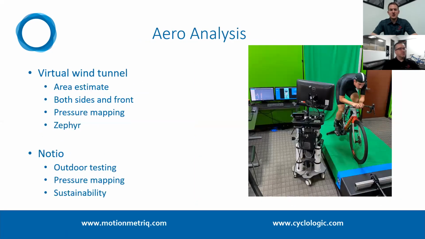One of the other services we offer is aero analysis. Again, we went into a lot more detail in this in our aerodynamics webinar, but we have a virtual wind tunnel here, as you can see from the picture. So a green screen estimates frontal area. The software does allow you to alter the coefficient of drag component if you wanted to. And then we can make changes to the bike, to the position, and see what potential performance gains there would be as a result of that.